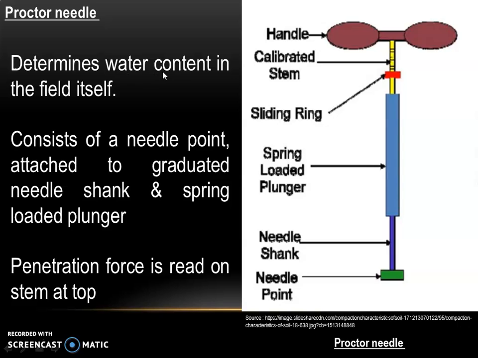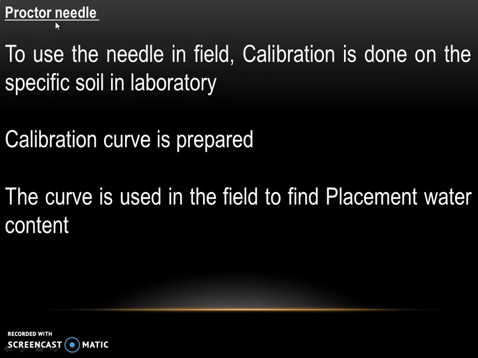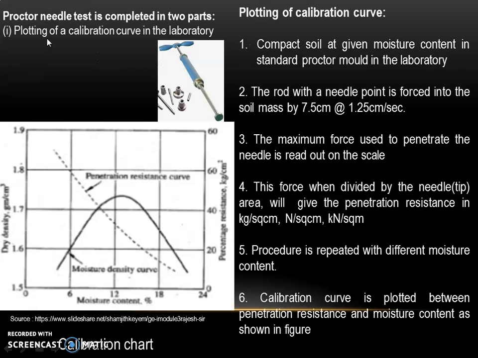Proctor needle is used to determine water content in the field itself. It consists of needle point which is attached to graduated needle shank and spring loaded plunger. Penetration force is read on the stem which is fixed at top. To use the needle in field, calibration is done on the specific soil in laboratory. Calibration curve is prepared and this curve is used in the field to find placement water content. Now we need to know how to plot this calibration curve.